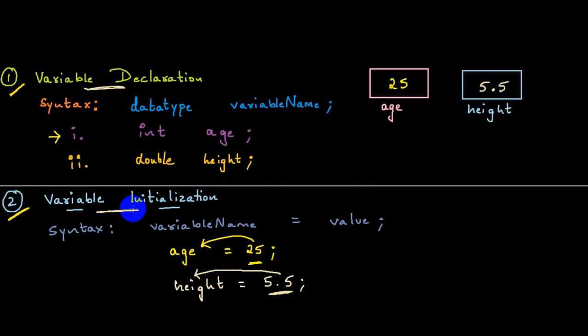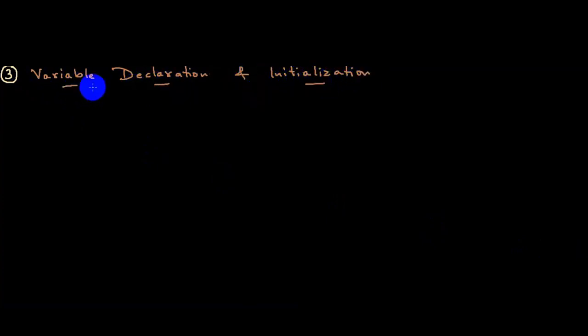Now this is the syntax. But we are doing it separately. Declaration separately, initialization separately. Is it possible to do it in a single line? 101% possible. We can declare and initialize in a single line as well. Syntax number 3: variable declaration and initialization in a single line. How is that possible? Simple. We have to concentrate on the syntax.